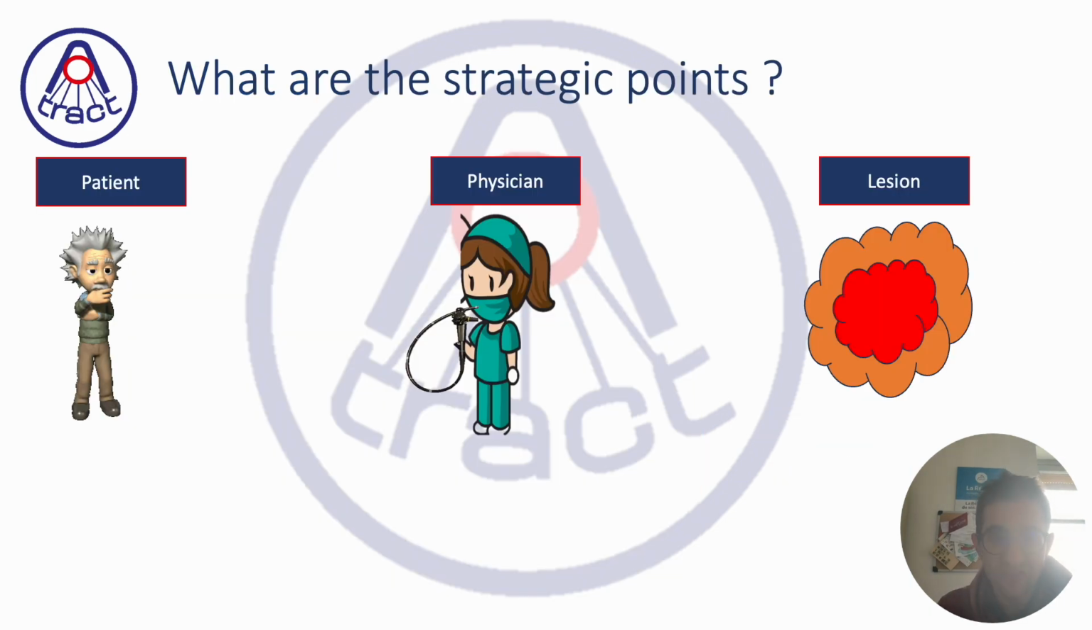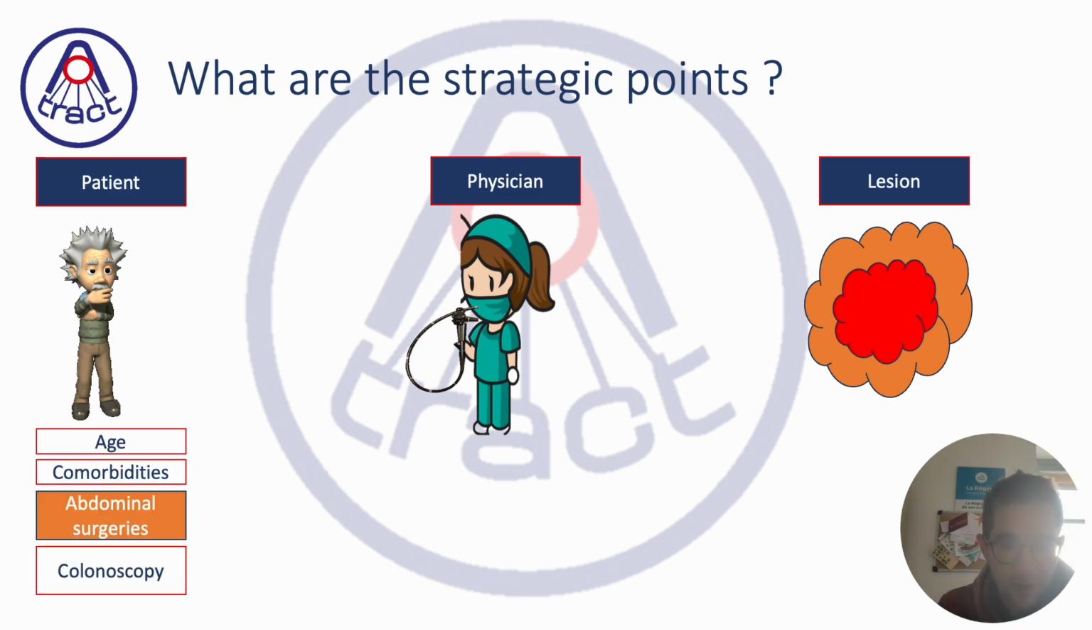So what are the strategic points? You should know all these points to schedule your procedure and to choose everything for planning your procedure. First, the patient: the age, the comorbidities, the history of abdominal surgeries, and if possible, information about the previous colonoscopies. Was it easy? Was it difficult? Was it a nightmare with a lot of loops?